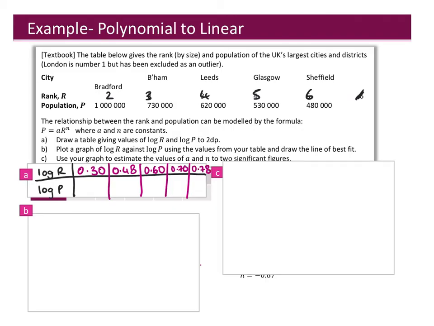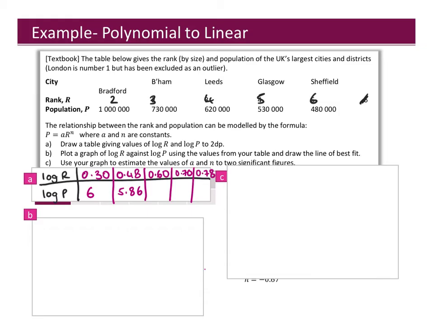Then we do the log of p. For the first one, p is 1 million, so log of 1 million is 6. Then we do the log of 730,000, which is 5.86 to 2 decimal places. Then the log of 620,000, 5.79. Then the log of 530,000, 5.72. Then the log of 480,000, 5.68. Perfect. Nice and easy. Then it says plot a graph of log r against log p.